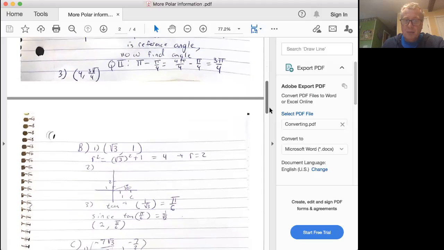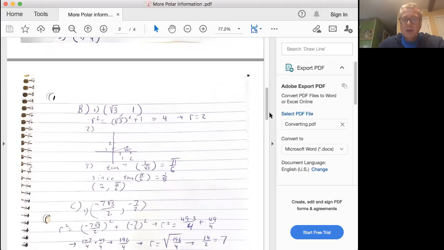Let's look at the second one, the square root of 3, 1. So again, first step, find r squared. So the square root of 3 squared is 3, and 1 squared is 1. So that gives us 4. That's r squared. Square rooting, we get 2.